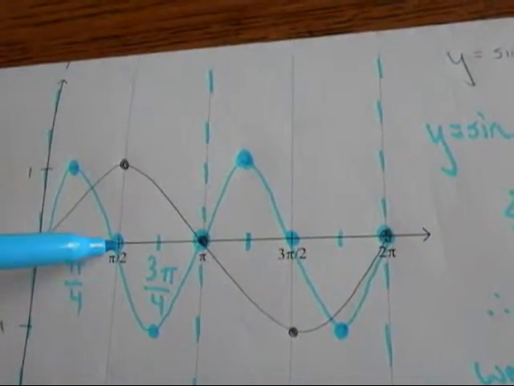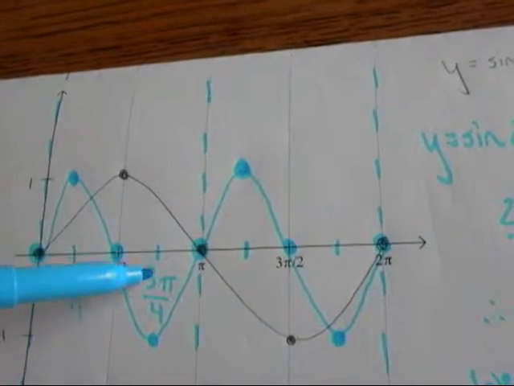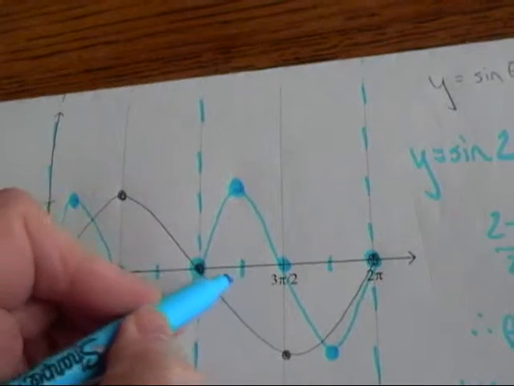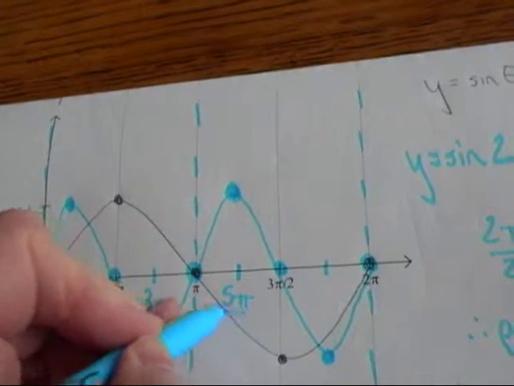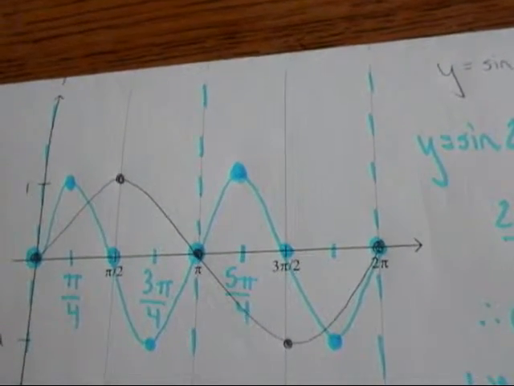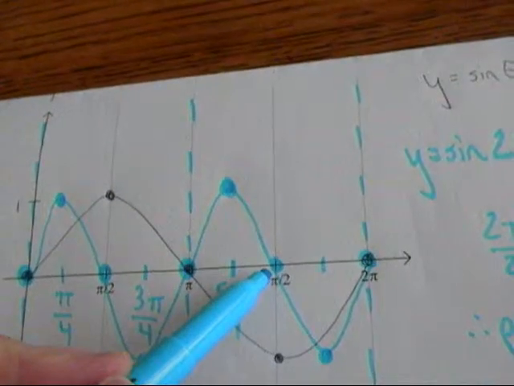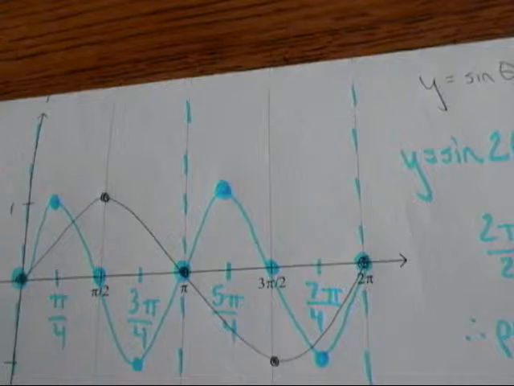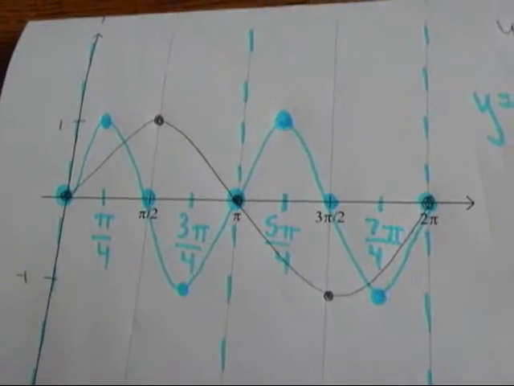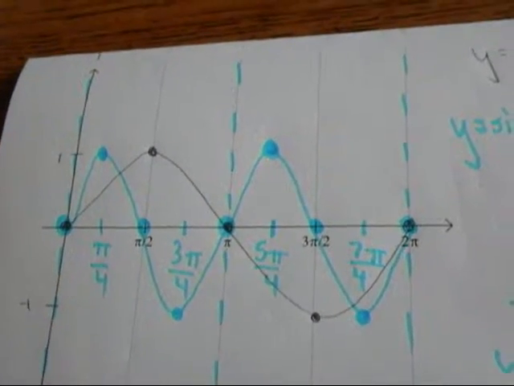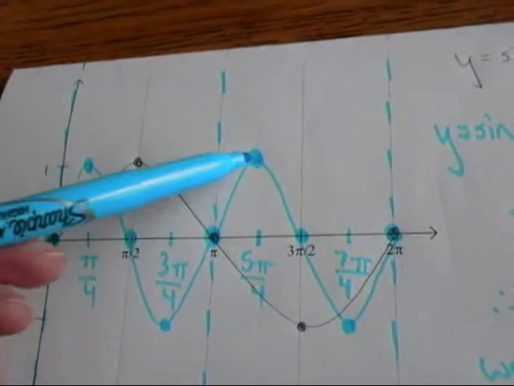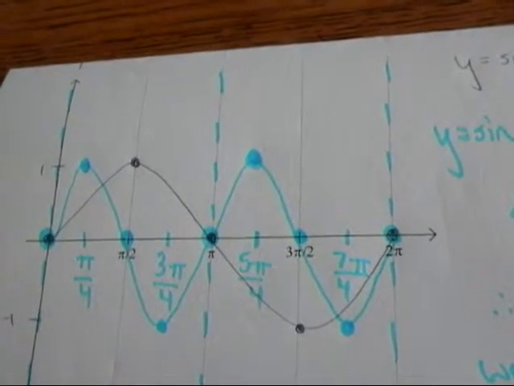1/4 pi, 2/4 pi, 3/4 pi, 4/4 pi. That would make this 5/4 pi, which we write as 5 pi over 4, 6/4, and 7/4 pi, which we write as 7 pi over 4. And I have now done the child function, y equals the sine of 2 theta, with 2 full waves from 0 to 2 pi.